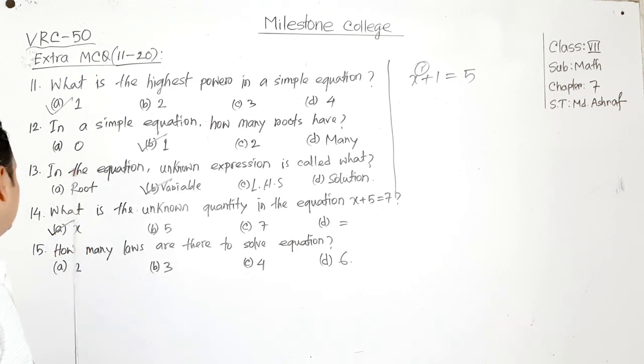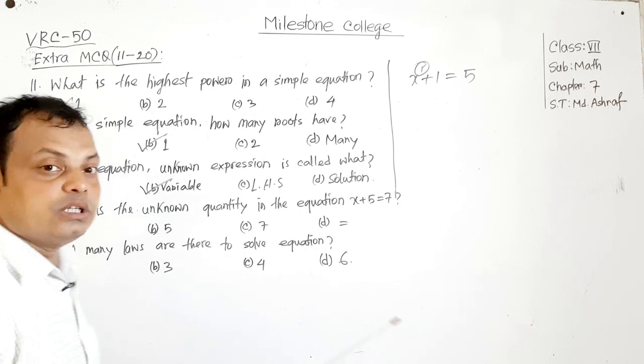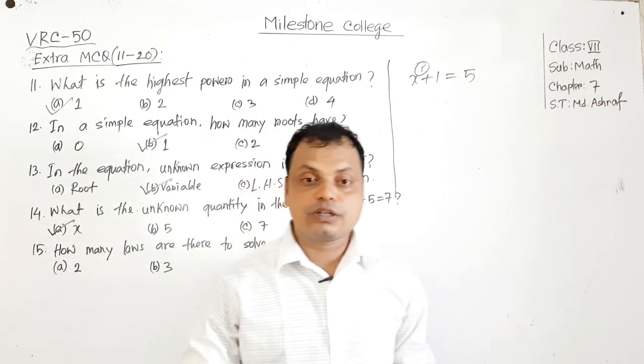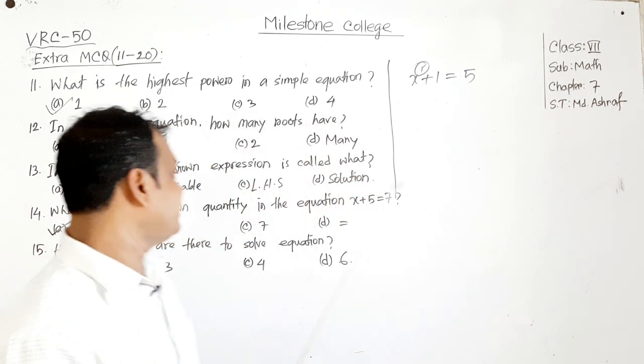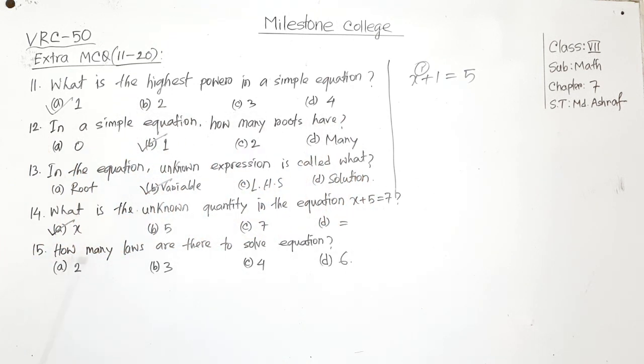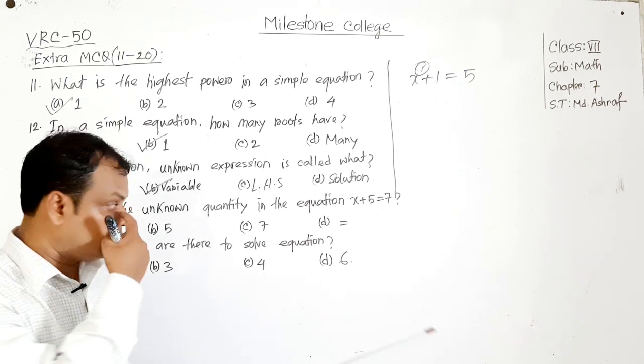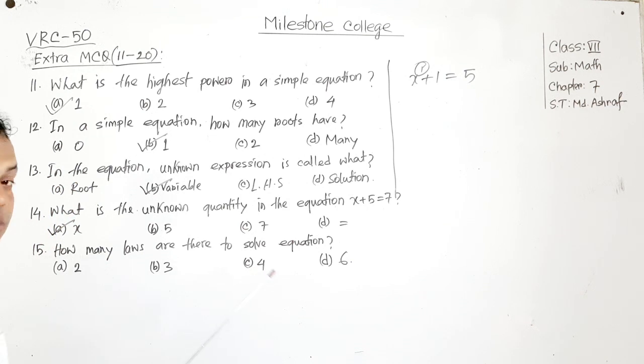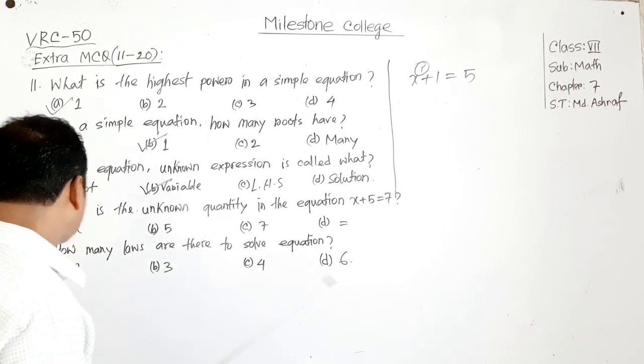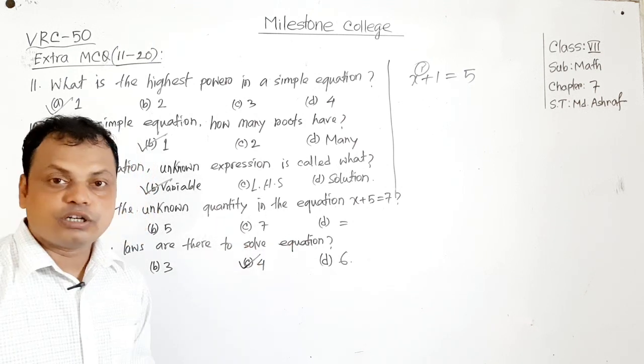And the last one, it's a knowledge based question. How many laws are there to solve an equation? The options are 2, 3, 4, 6. Who can tell? I think you know this one. It will be 4 laws. In your book you will find it. So there are 4 laws for solving an equation. The answer will be C. Hope that all of you have got it.